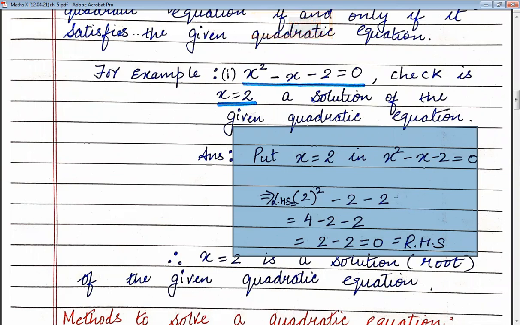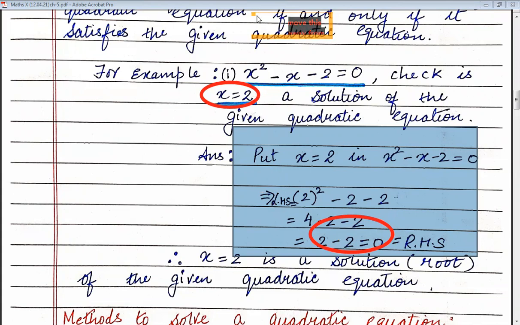You just have to simplify this. Okay. Now after simplification, your answer is 0. So it means x is equal to 2 is the solution of the given equation. Or you can say that 2 is a root of the given quadratic equation.